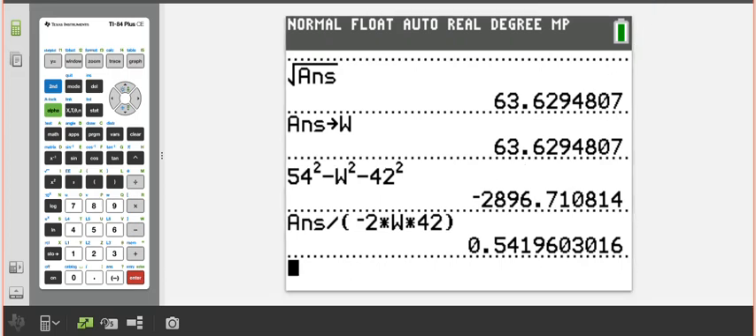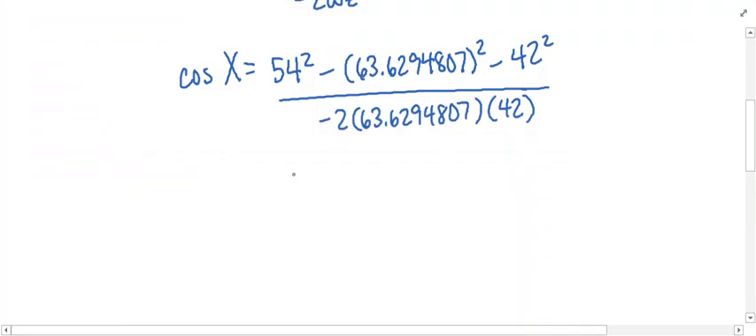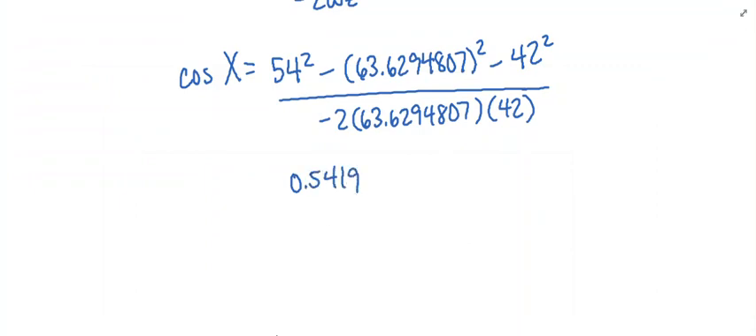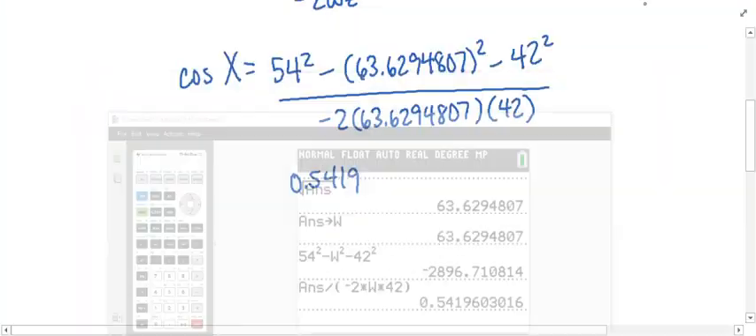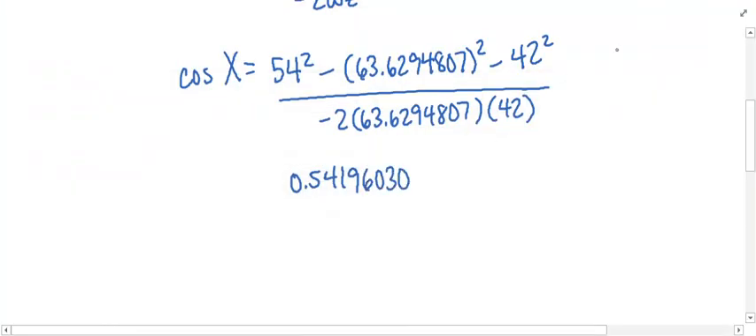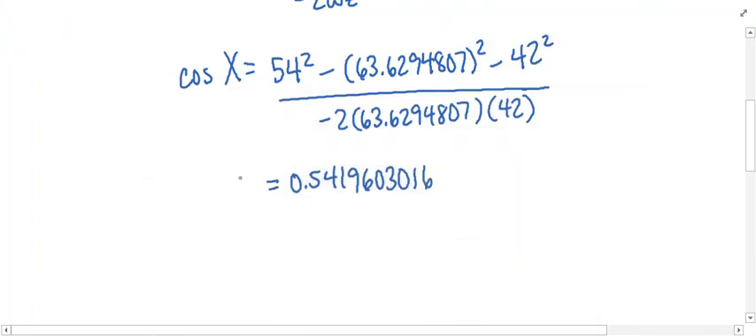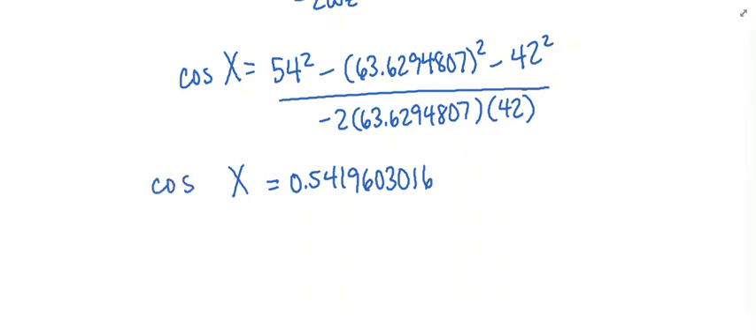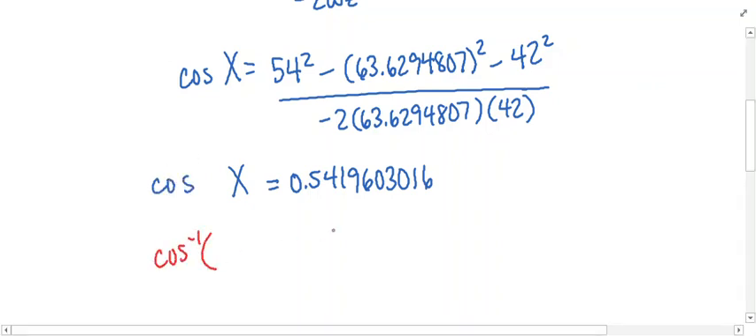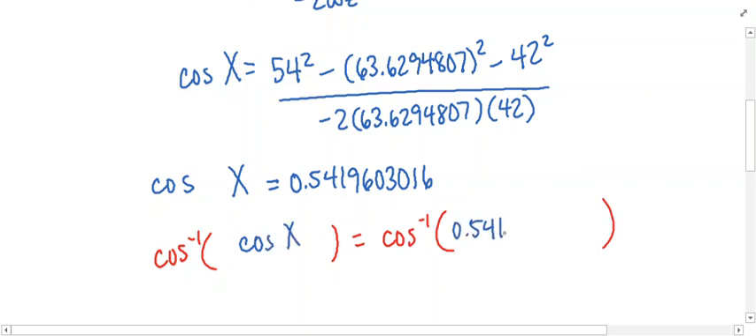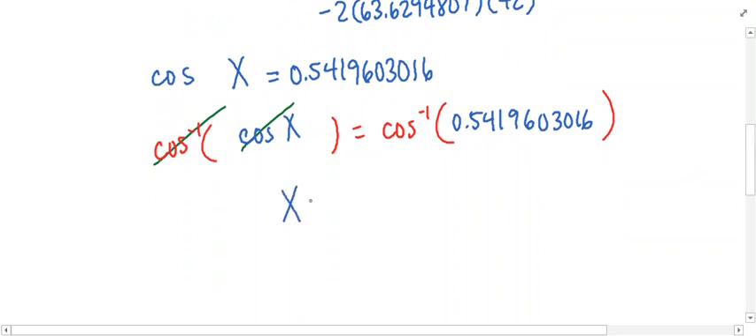I'm going to go ahead and jot this down. This is going to be 0.5419603016. We need the full decimal expansion here. This is the cosine of x. And so now if we want just x, we need to take the cosine inverse of both sides. On the left side, cosine inverse and cosine cancel. That's going to give us the value of angle x.